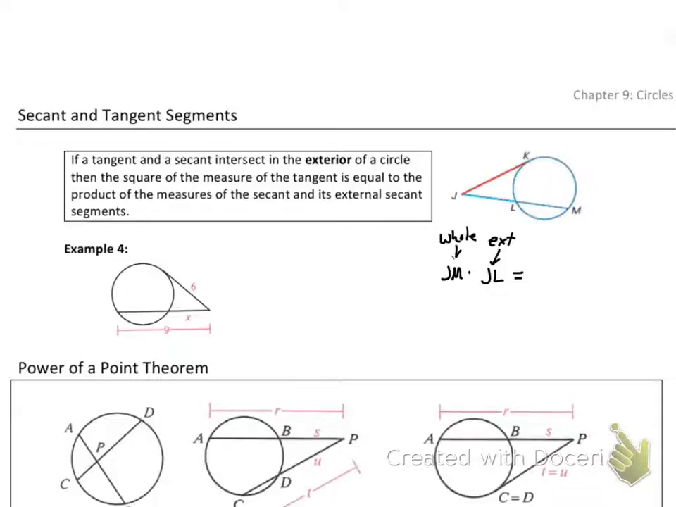Can someone tell me what's the whole length of JK? Thank you. Almost seems like you're just kidding. You said it so seriously though. You're like, JK, why are you asking me such a stupid question? So it's JK. My whole is just JK. What segment of JK is outside my circle? What would be my exterior? It would be JK again. So if my whole is JK, my exterior is JK.